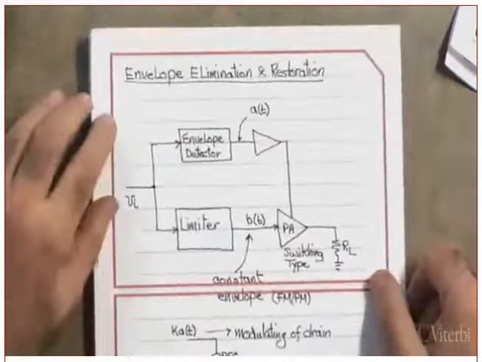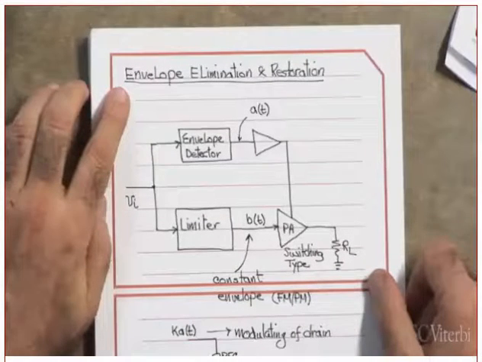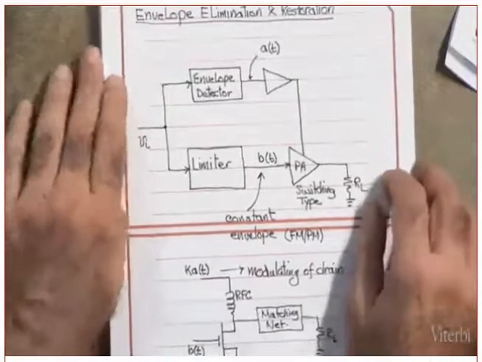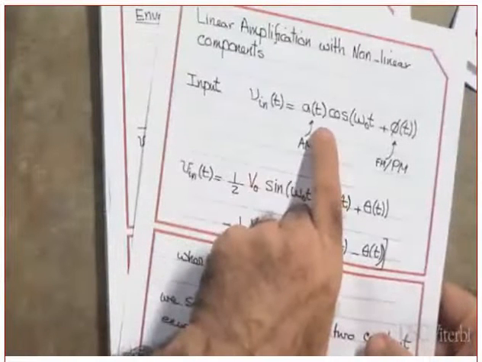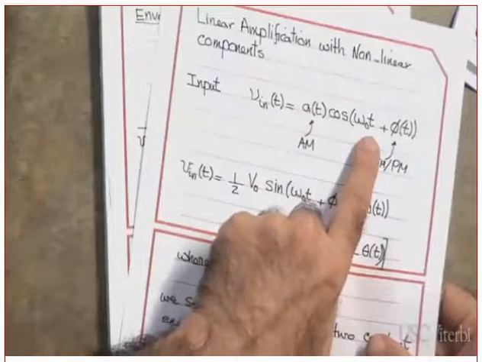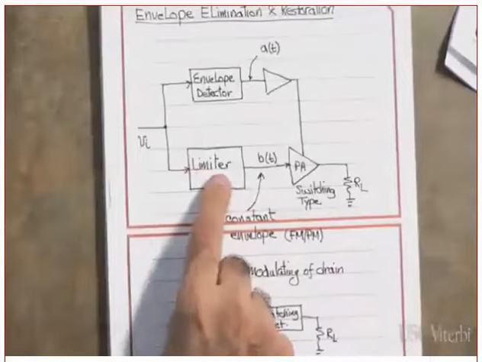The final one is what is known as envelope elimination and restoration. Let's understand what this is all about. Same idea, by the way, same idea. What is coming in here? What is coming in here is this guy: A of t cosine (omega naught t plus phi of t). I pass it through a limiter.